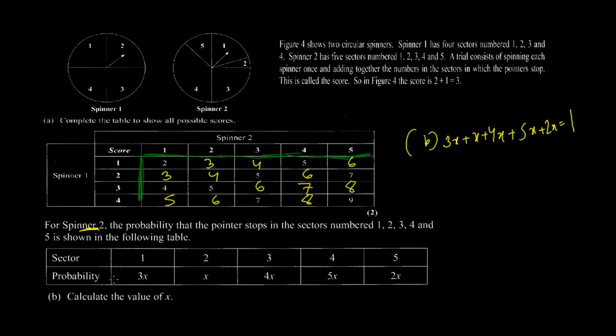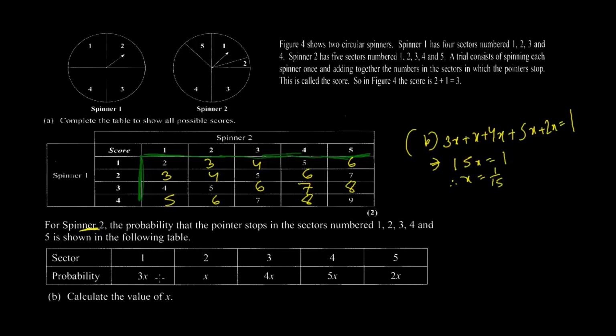It's easy. You have to remember total probability is always 1. So you can add it up. So the total is 3x plus x is 4x, 4x plus 4x is 8x, 8x plus 5x is 13x, 13x plus 2x is 15x. So we can write 15x equals 1. Therefore, x equals 1 by 15.